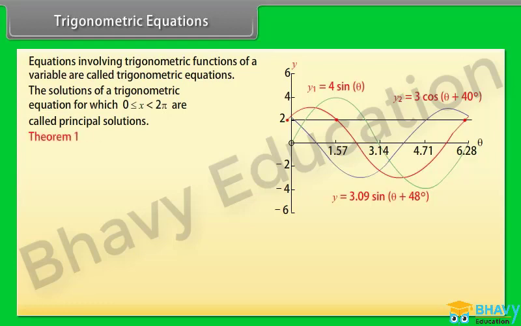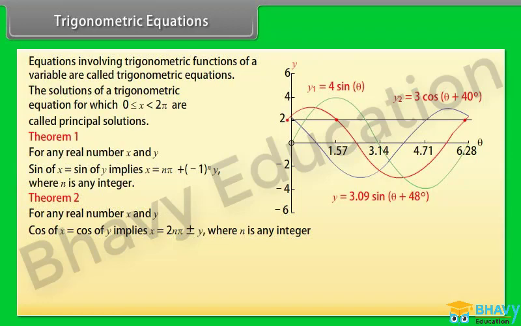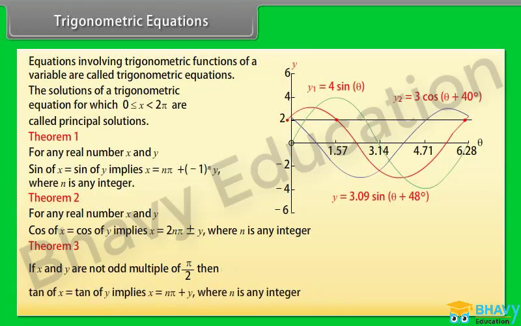Theorem 1. For any real numbers x and y, sin x is equal to sin y implies x is equal to n pi plus (minus 1) raised to the power n into y, where n is any integer. Theorem 2. For any real numbers x and y, cos x is equal to cos y implies x is equal to 2n pi plus or minus y, where n is any integer. Theorem 3. If x and y are not odd multiples of pi by 2, then tan x is equal to tan y implies x is equal to n pi plus y, where n is any integer.